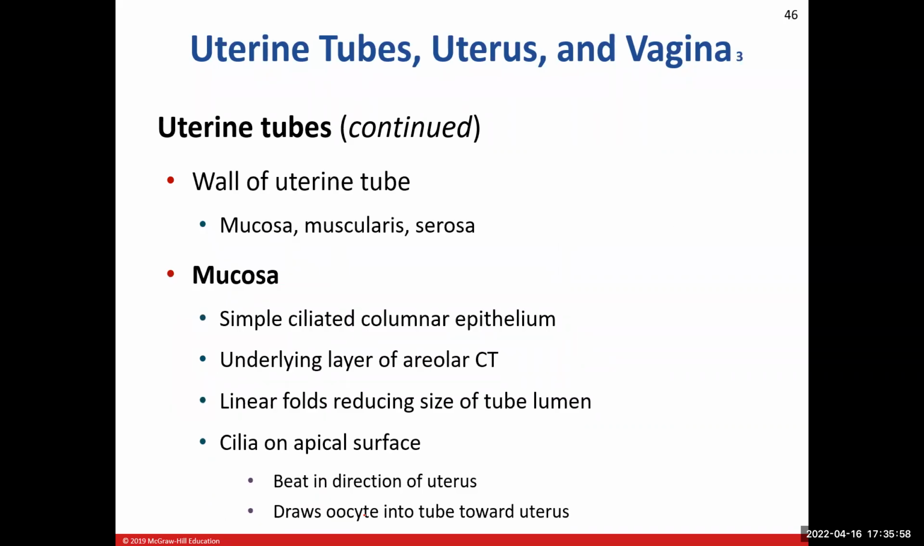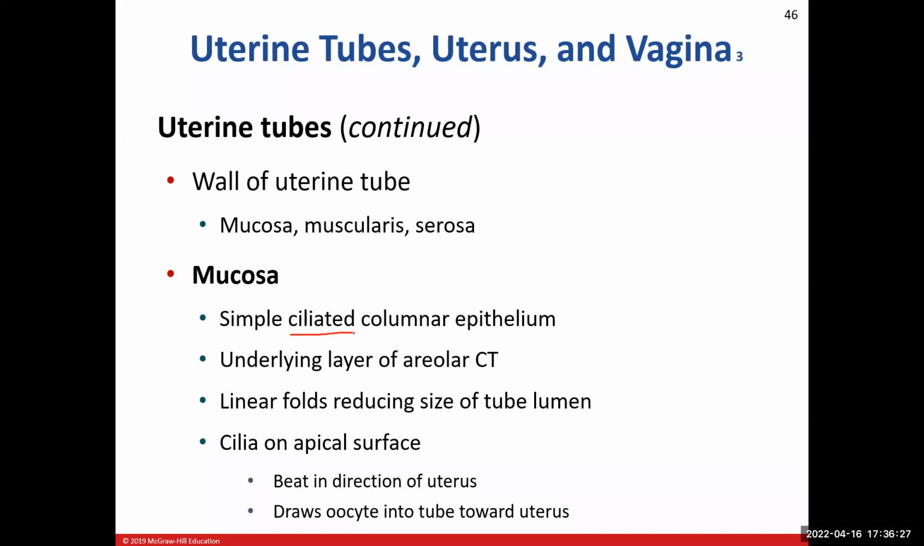So let's talk about the layers of the uterine tube. We have three layers. We should be familiar with this because we've seen this nomenclature mentioned before when we talked about the digestive tract and some of our other systems. We have the mucosa, the muscularis, and the serosa. The innermost layer is the mucosa, and it's lined with simple ciliated columnar epithelium.